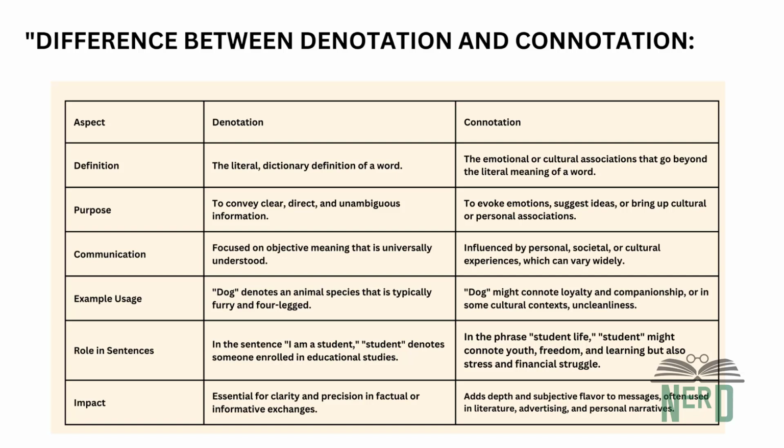Purpose. Denotation. The purpose of using denotative language is to communicate in a clear, direct, and precise way, ensuring that the message is understood universally, without ambiguity. Connotation. The use of connotative language is to evoke certain emotions or thoughts, suggest additional meanings, or bring up cultural or personal associations that enhance the depth of the communication.